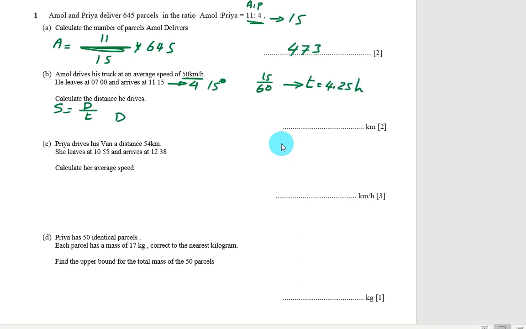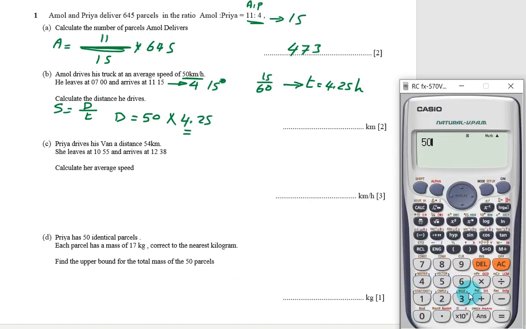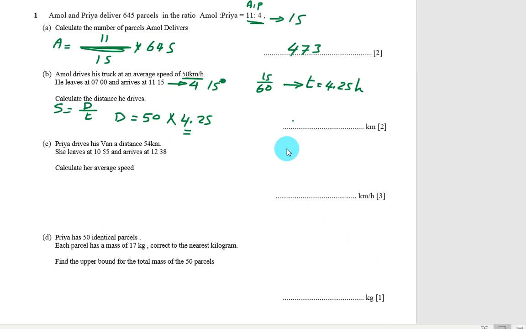So distance is equal to speed 50 multiplied by 4.25. So the total distance in kilometers is 50 by 4.25, which equals 212.5 kilometers.